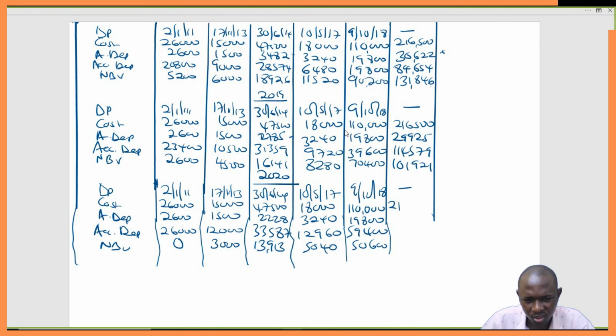This one will not change. 216,500. Let's get the total here. So this will be 41 plus 2228 plus 3240 plus 19,800. That gives us 29,368.